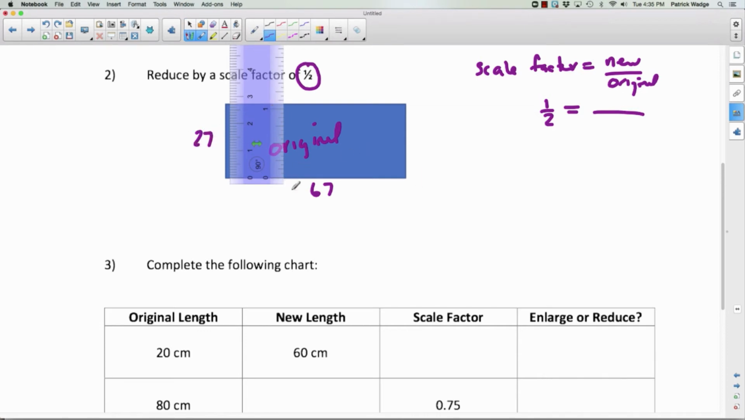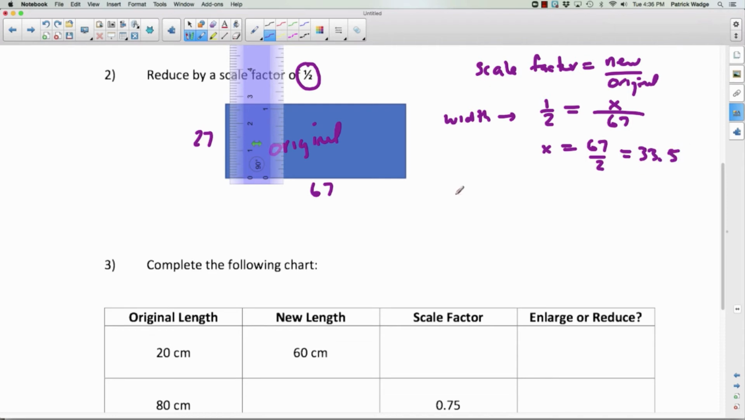All right, let's do one dimension at a time. Let's do the width first. So the scale factor is 1 over 2. Our original width, I'm going to put width here just so we know what we're talking about. Our original width was 67, and I have to figure out the new. How am I going to figure that out? I don't know it. That's an unknown amount. I'll call it x. Guess what I can do? I can cross multiply. 1 times 67 is 67. Divided by 2, I get 33.5.